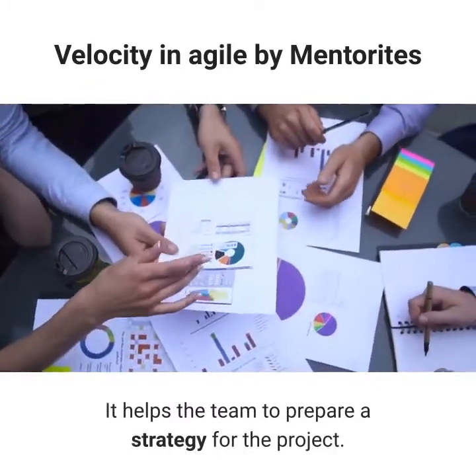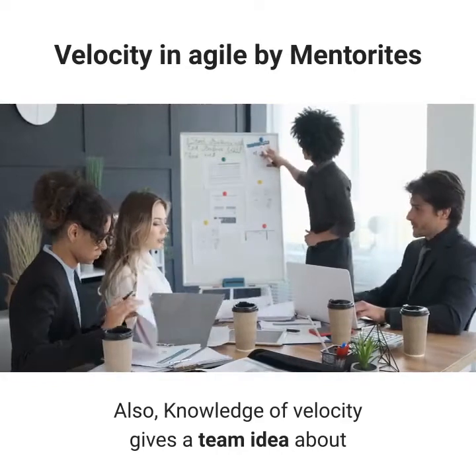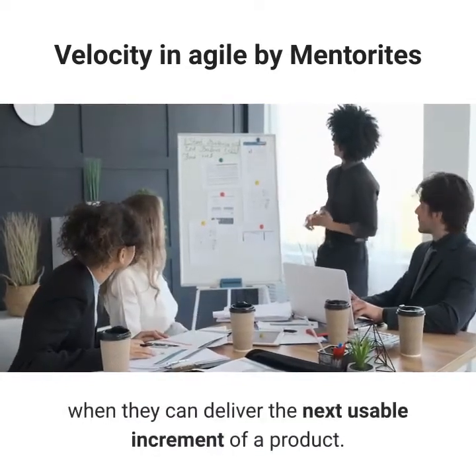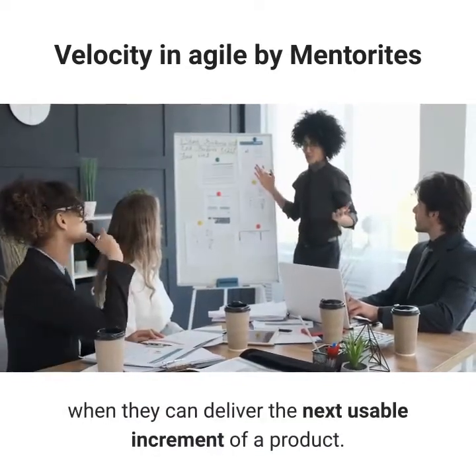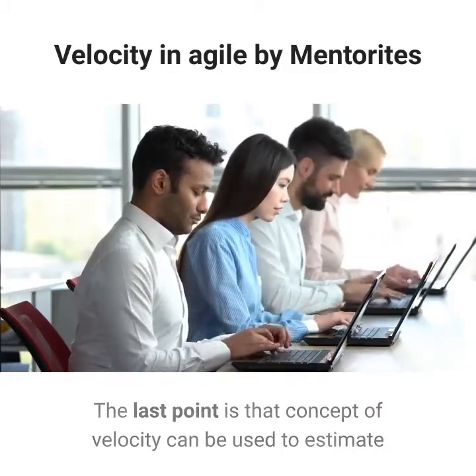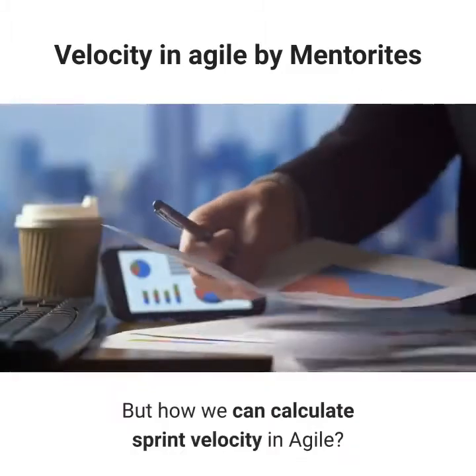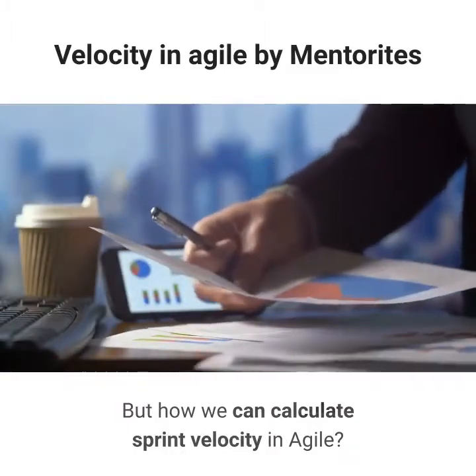It helps the team to prepare a strategy for the project. Also, knowledge of velocity gives a team an idea about when they can deliver the next usable increment of a product. The last point is that the concept of velocity can be used to estimate a team's efficiency over a period of time. But how can we calculate sprint velocity in Agile?